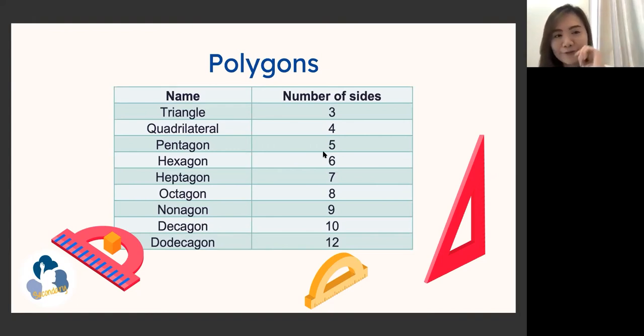A lot of students will confuse the hexagon and heptagon, the 6 and 7 sided figures. They will ask, teacher, is a hexagon 7-sided or 6-sided? This is a common pitfall. So be careful, heptagon and hexagon, don't confuse the two.